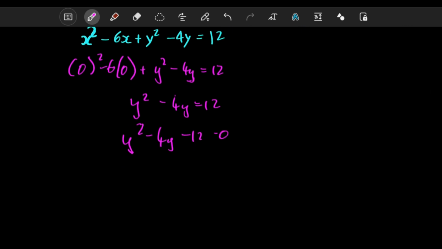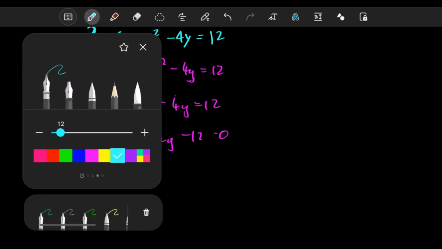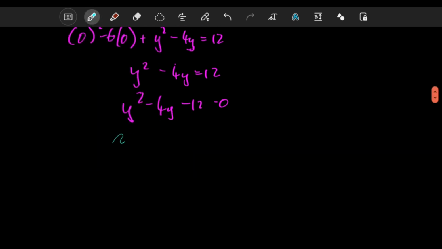In this case, because there's a 1 in front here, it's easier to factorize. You just want factors of 12 that give you a 4. That's 6 and 2, right? Because 6 times 2 is 12. But because this is specifically a negative 4, the big number has a negative, the small one has a plus, because negative 6 plus 2 gives a negative 4. So you're going to put y here, y here.